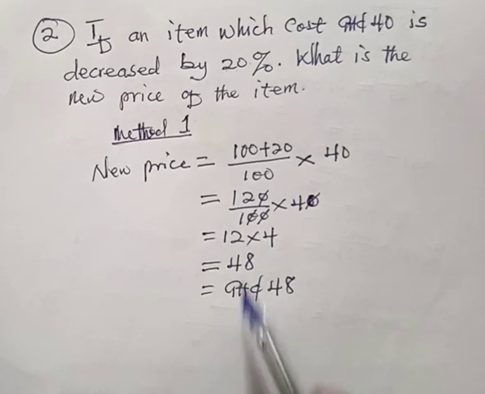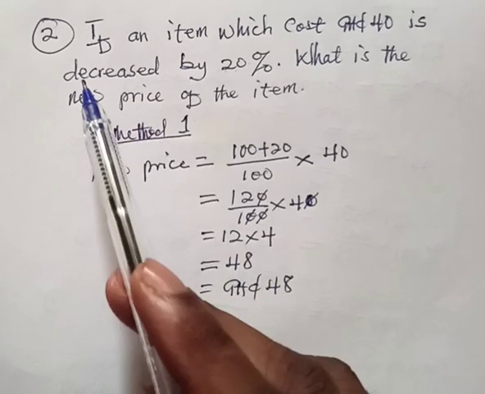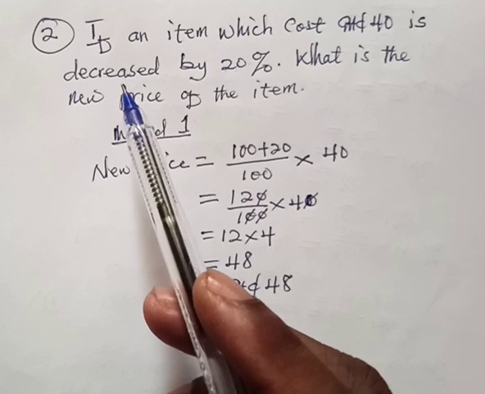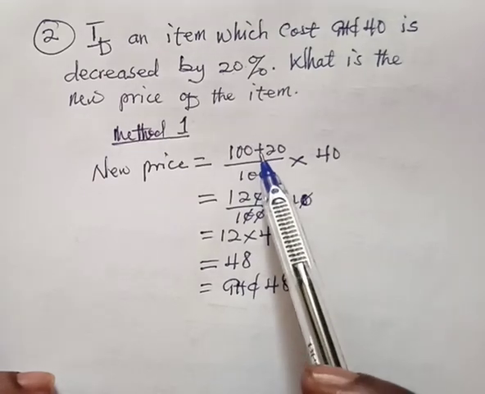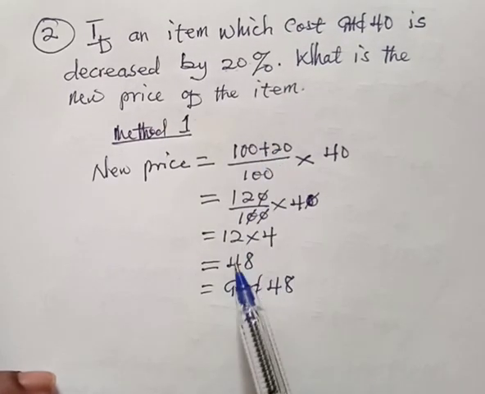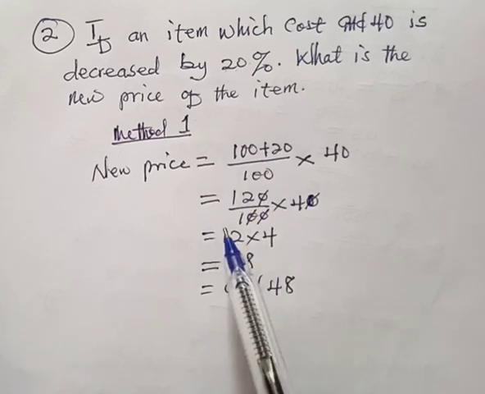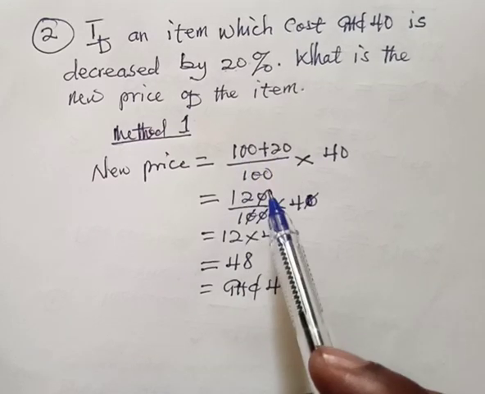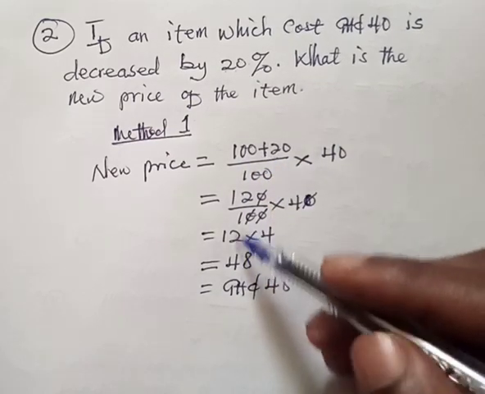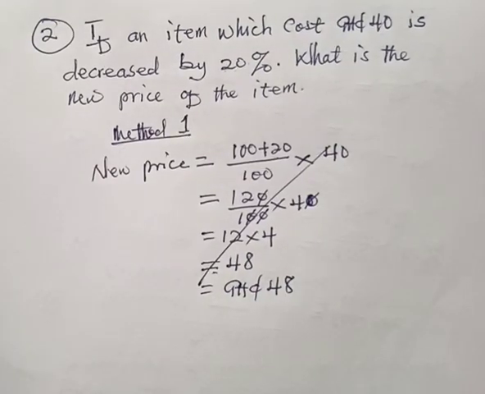Let's do some corrections here. Note that we are dealing with decrease. Know that we are dealing with decrease. So once we are dealing with decrease, then it means that the example we have solved is rather on the increase. So let's do the correction. Instead of adding, we are going to subtract. So this first example, let's cancel it and solve it in a different way.